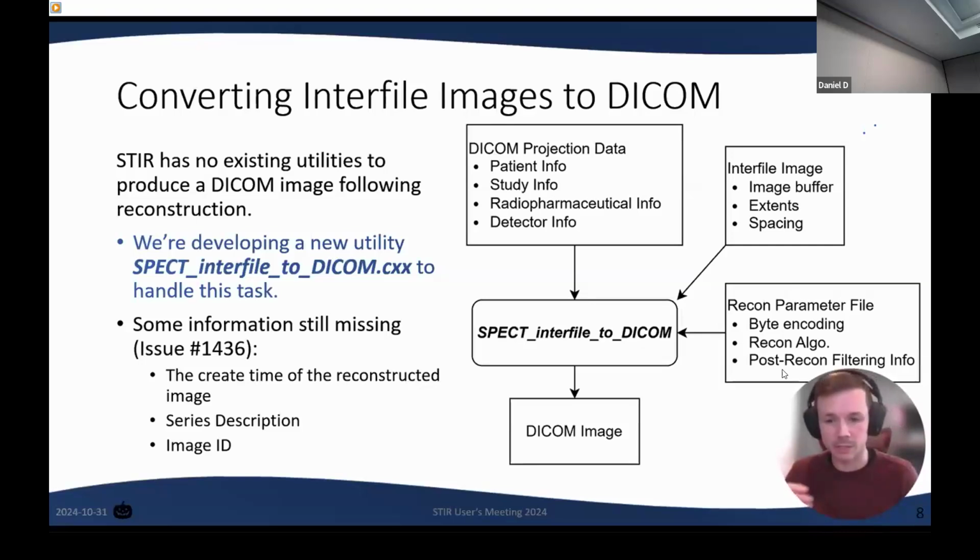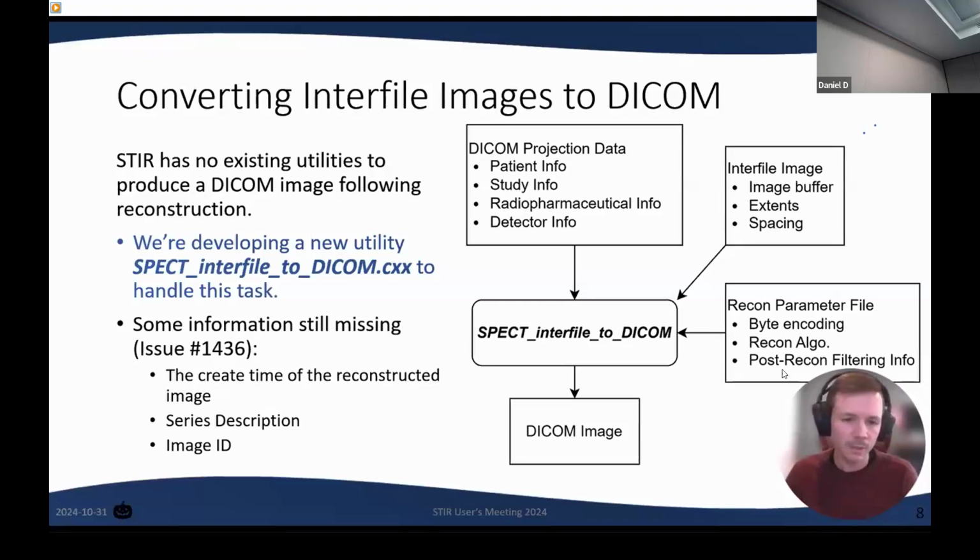From the interfile image that STIR generates, obviously we're going to get the reconstructed image, so the buffer, and then details about it, like its extents, the pixel spacing, and things like that will also get incorporated. And lastly, there are additional DICOM fields that correspond to the mechanism for actually generating the image. So we want to extract from the reconstruction parameter file details about the byte encoding, the reconstruction algorithm that was used, potentially any post-reconstruction filtering that the user chose to apply, and also insert that into the DICOM header as well. So using information from these different inputs, we can stitch them together and recast the reconstructed image in the DICOM format.